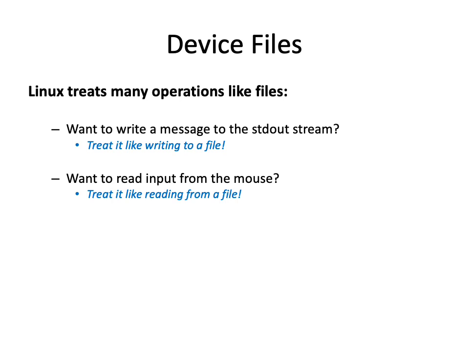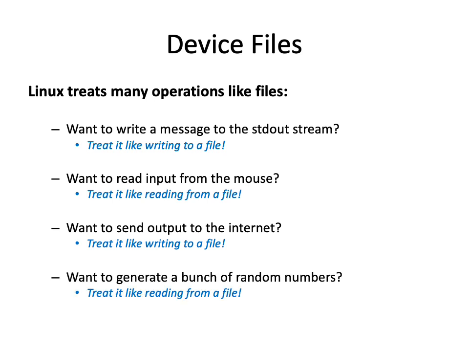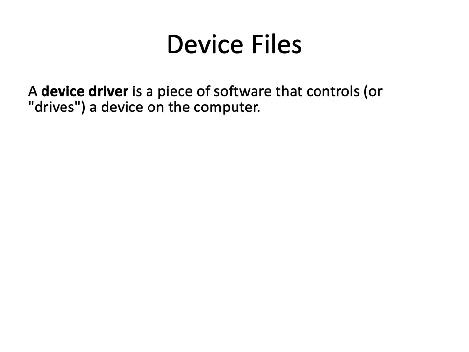But you can also read and write to devices too. So for instance, if you want to read input from the mouse, treat it like reading from a file, the mouse file. If you want to send output to the internet, treat it like writing to the internet file. Now it's more complicated, there's a bunch of them for the internet, but you can treat it like writing to the internet file. If you want to generate a bunch of random numbers, treat it like reading from a file that just gives you a continuous stream of random numbers. Easy peasy.